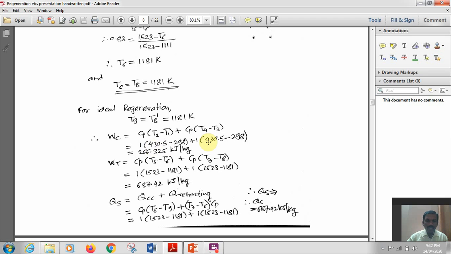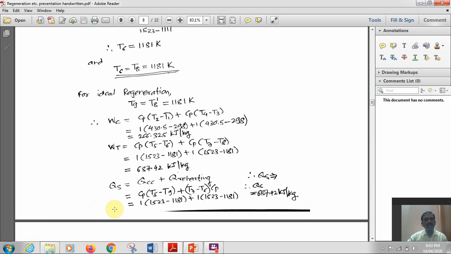So one can simply write twice Cp (T2 minus T1), but just to show you that this is the first stage of compression and this is the second stage, low pressure compressor and high pressure compressor, both the works are the same here. Similarly for reheating to maximum cycle temperature, you can have the same work, twice Cp delta T, or you can do it for the high pressure turbine and low pressure turbine. Substitute the values, you will get this value.